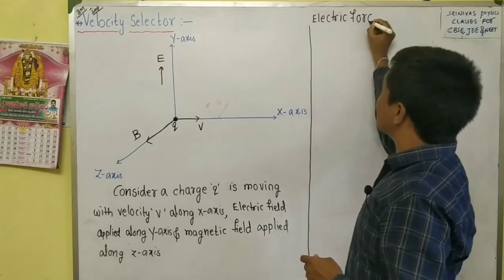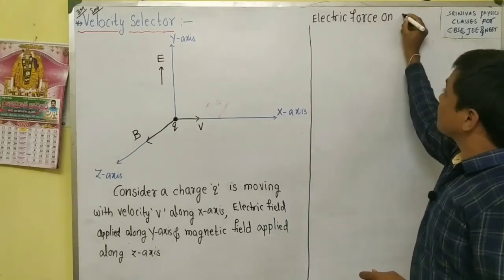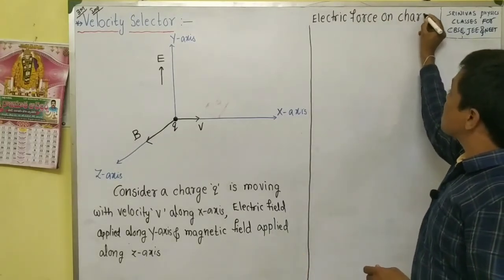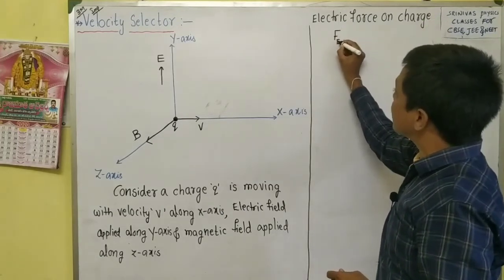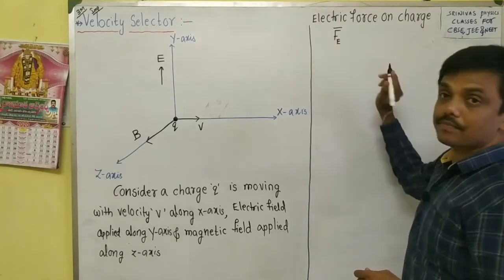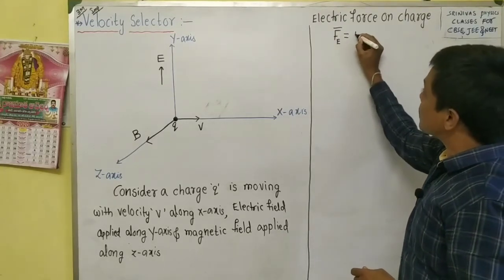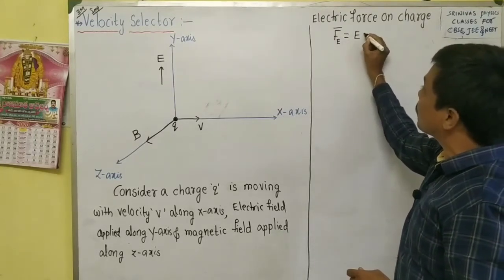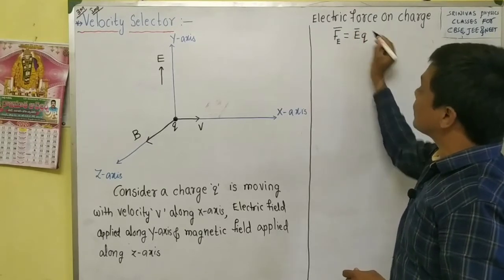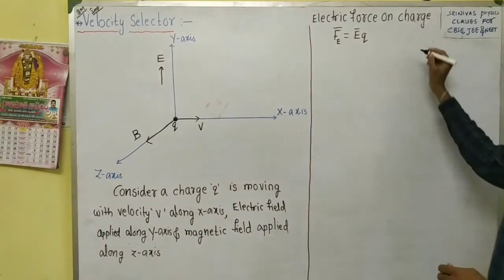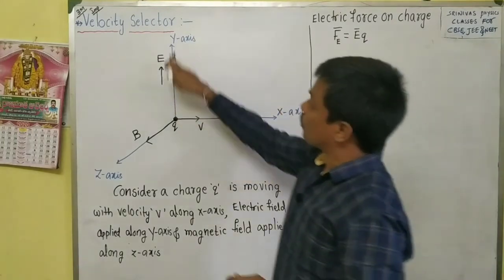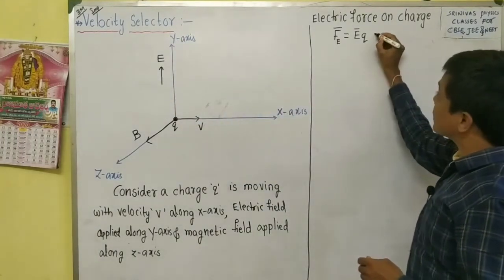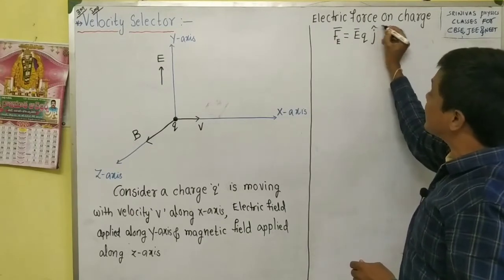Electric force on charge. What is the formula for the electric force? Electric force F suffix E is equal to EQ, where E is the electric field intensity. But what is the direction of the electric field? The electric field is applied along the y-axis. To indicate the y-axis, we write J cap.